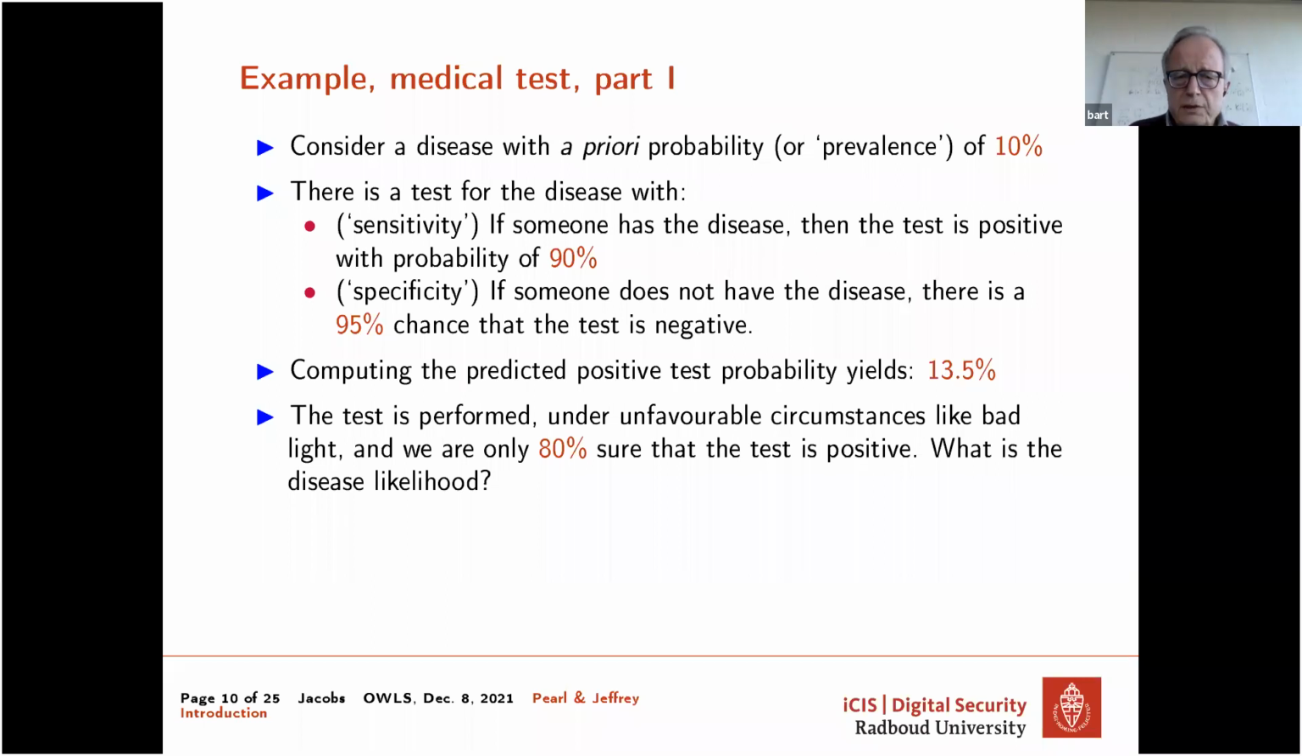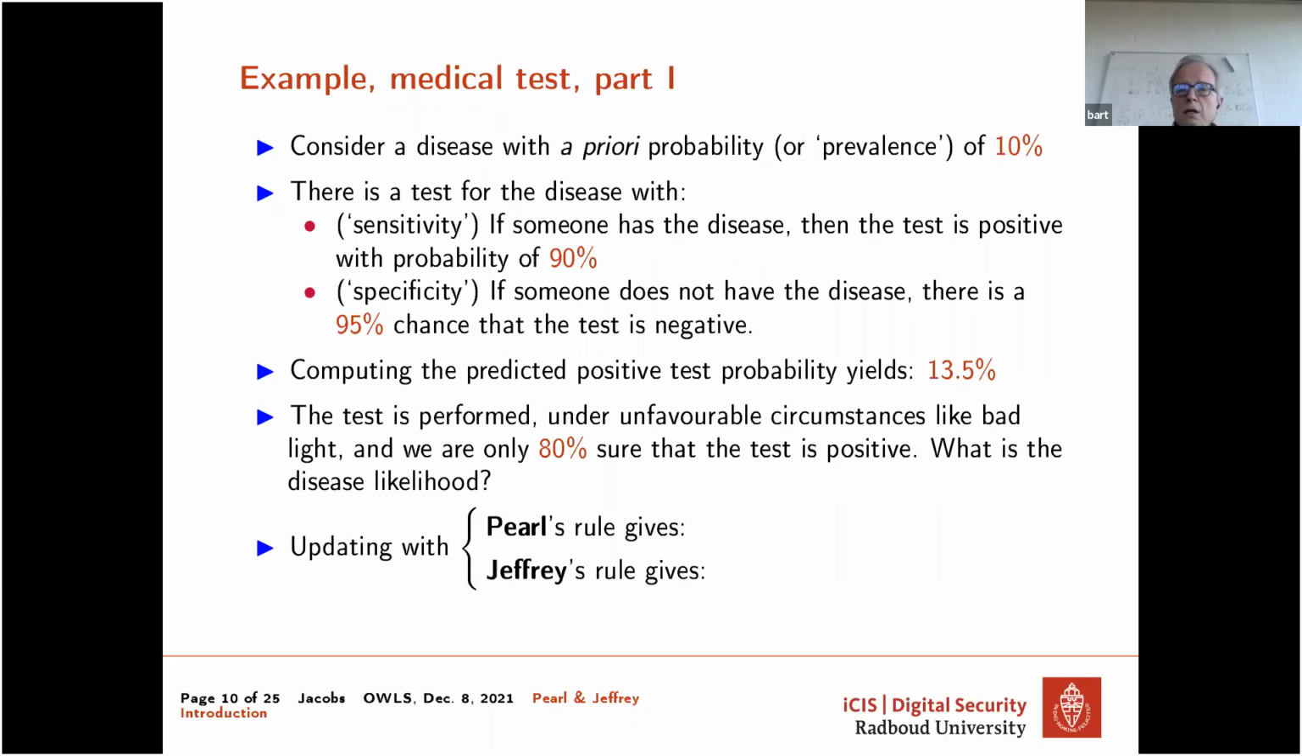Now, let's assume the test is performed under unfavorable circumstances, and somebody tells me, I'm 80% sure the test is positive. I may not have seen it completely right, but I'm 80% sure. Then we can ask, what is the updated prior? What's my posterior? What is then the likelihood that this person will have the disease? Now we can use two rules, Pearl's rule and Jeffrey's rule. Pearl's rule gives a 26% likelihood that this person has the disease. If I use Jeffrey's rule, the probability is 54%.